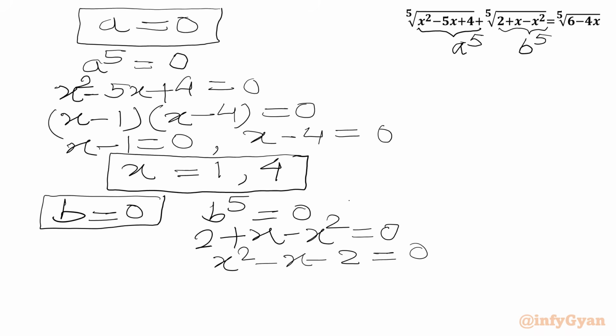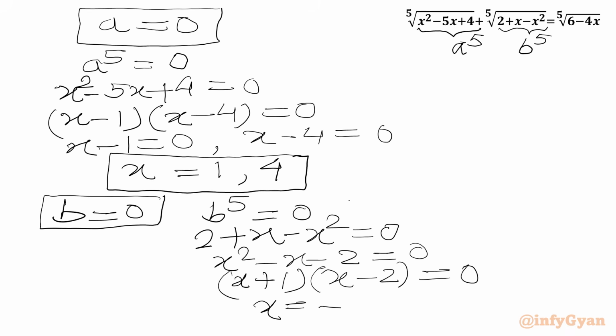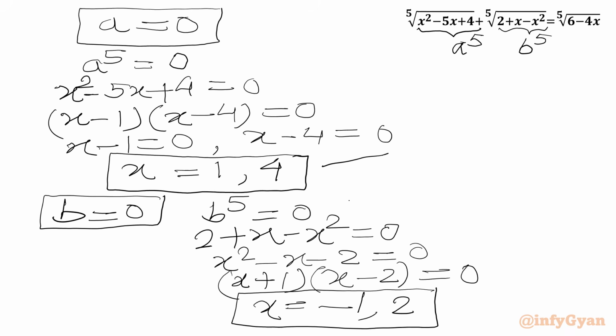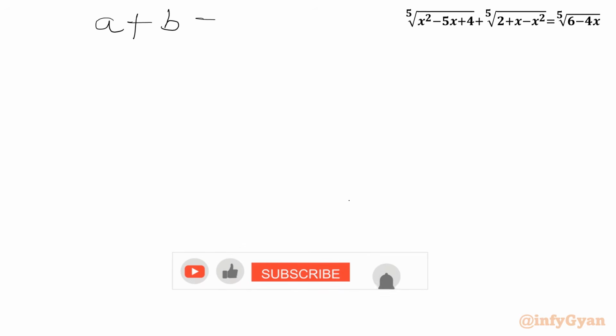which we can factorize easily and write (x plus 1) times (x minus 2) equal to 0. Using product 0 rule, we are going to write x equal to negative 1 and x equal to 2. So far we have 4 real solutions, 1 and 4, minus 1 and 2. Now we have third condition. It is a plus b equal to 0.